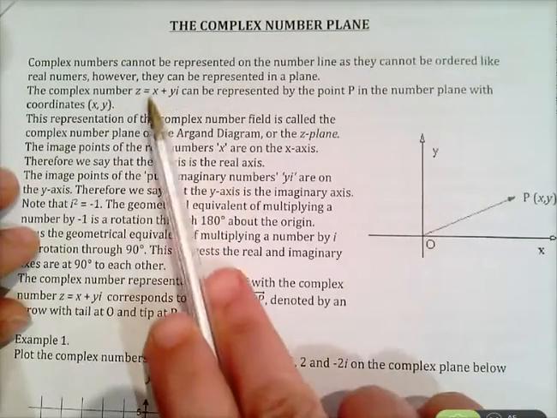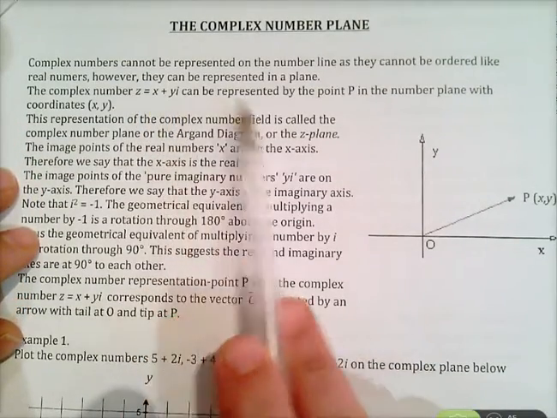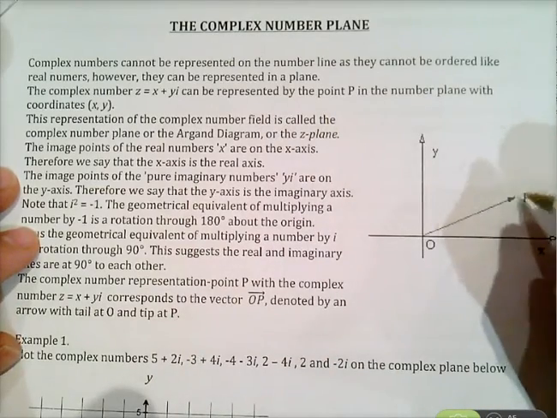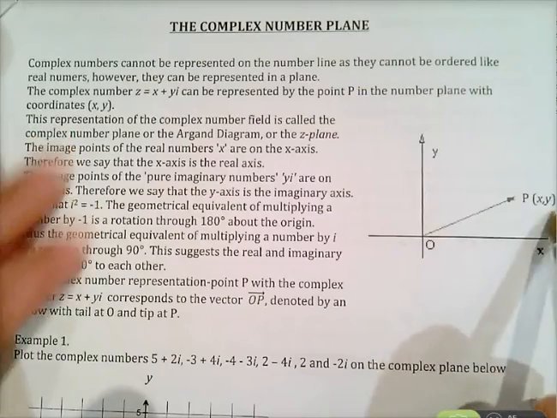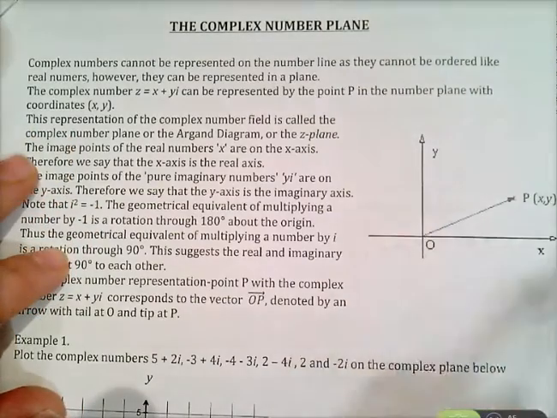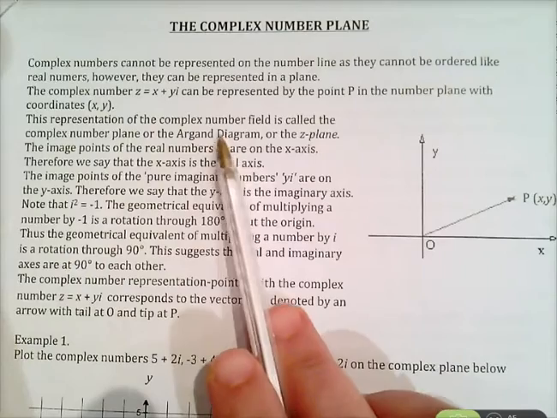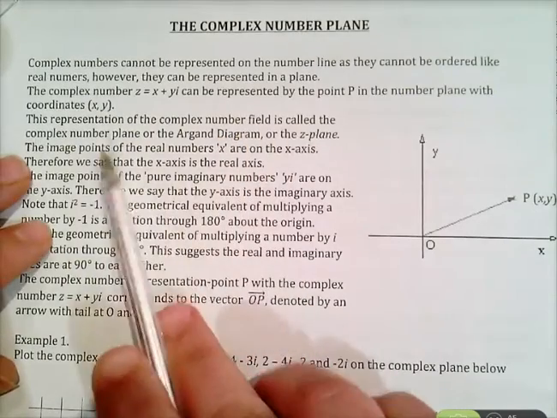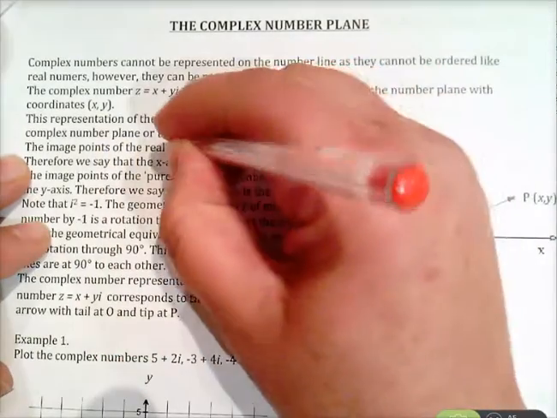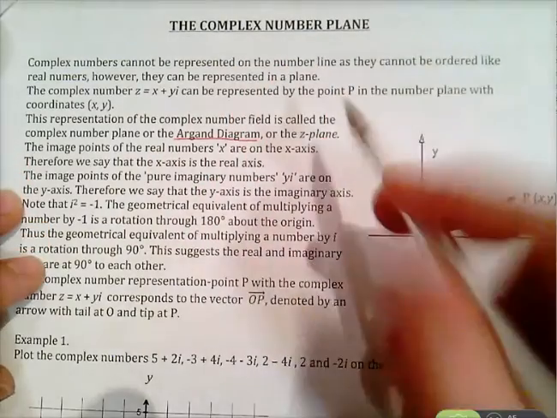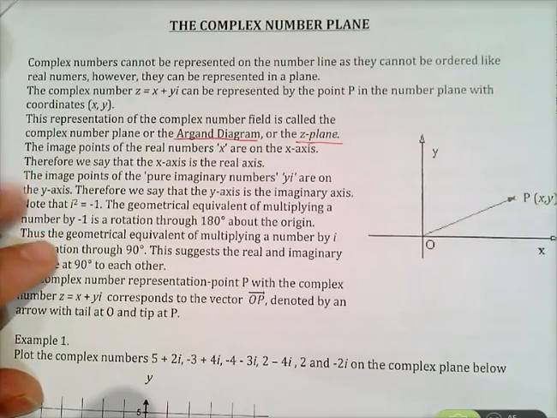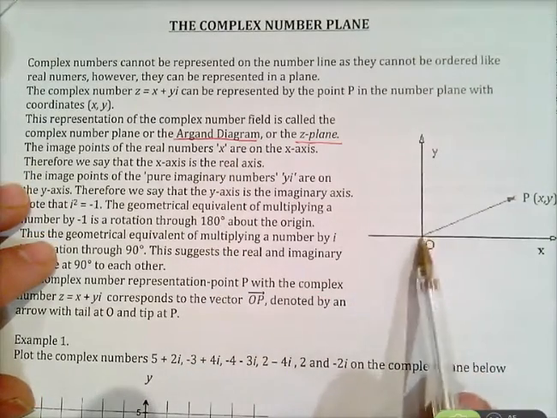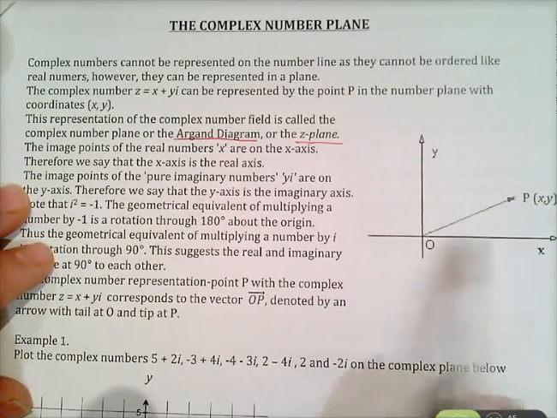So the complex number z equals x plus yi can be represented by a point P on a number plane with coordinates x, y. This representation of the complex number field is called the complex number plane, or an Argand diagram, or it's also called the z-plane.